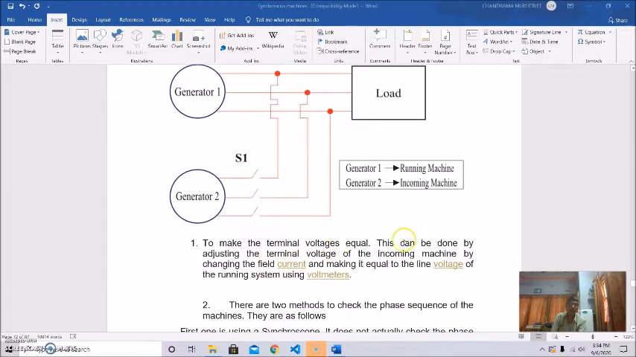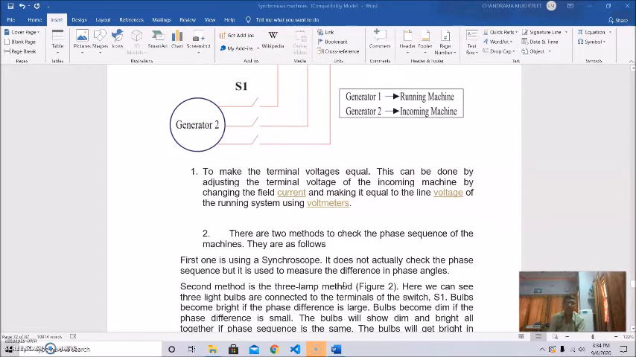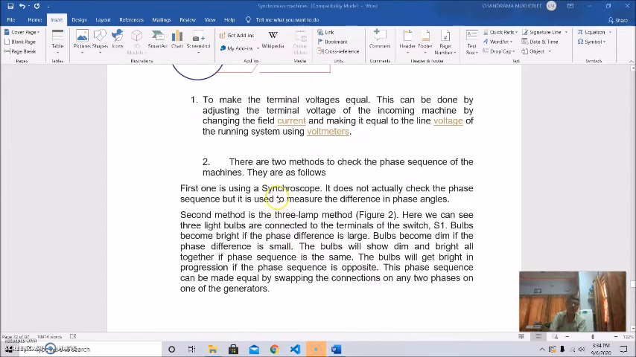To make the terminal voltage equal, we adjust the terminal voltage of the incoming machine by changing the field current and bringing it equal to the line voltage of the running system using voltmeters. And secondly, there are two methods to check the phase sequence of the machines. The first one is using the synchroscope. It does not actually check the phase sequence, but it is used to measure the difference in the phase angles.